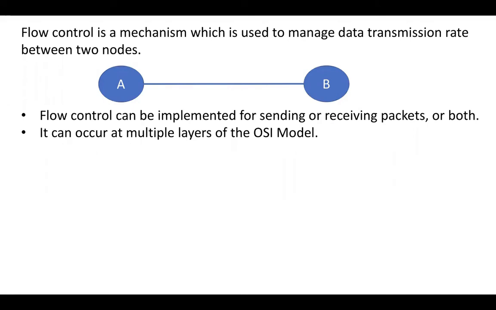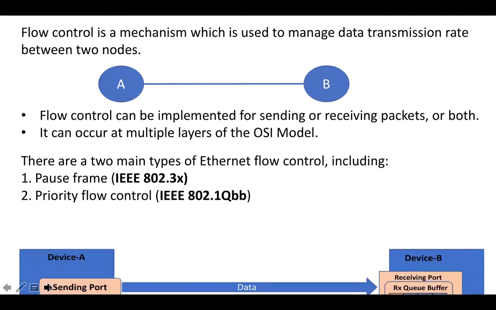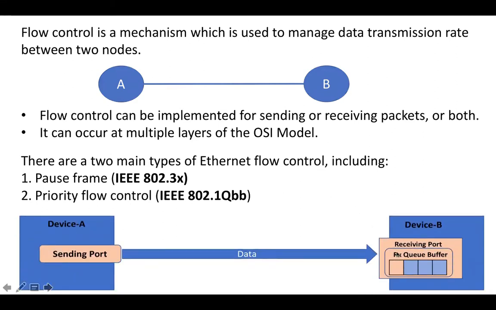In this session, we are going to discuss Ethernet flow control. There are two main types of Ethernet flow control: pause frame and PFC, priority flow control. Pause frame is defined as IEEE 802.3x. PFC is defined as IEEE 802.1Qbb standard. Okay, before starting with pause frame, let's understand what will happen when RxQ on device B becomes full.